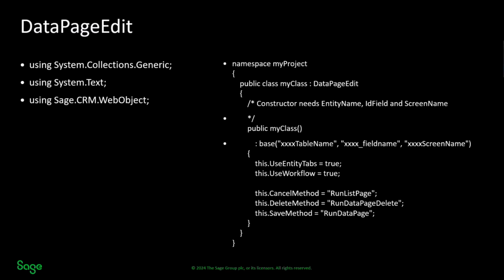Our need here is again very similar, where we would want to be overriding what we want in terms of the cancel method, because we don't want to edit it, or we want to go ahead and delete, or we want to save the changes that we've made. We can determine where we're going to go within the override, within the constructor here, and then we can also make use of whether we want to think about workflow or not as well.